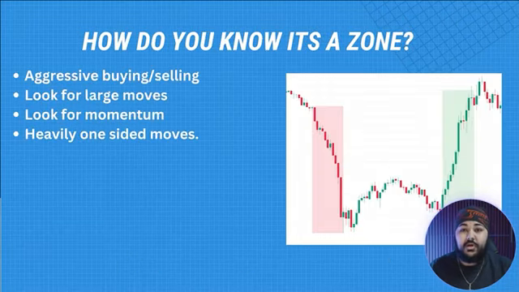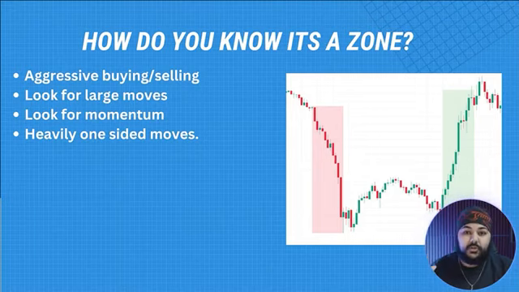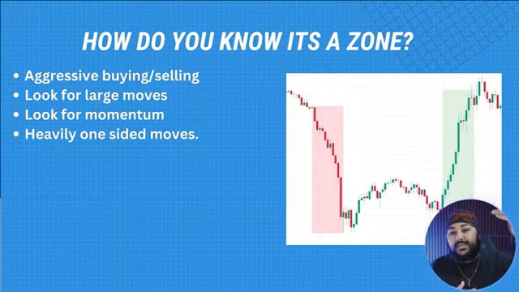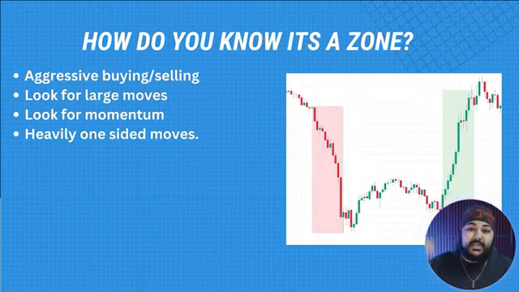So how do you know it's a zone? There's 4 things you want to look for. You want to look for aggressive buying and selling. You want to look for large moves. You want to look for momentum, and you want to look for heavily one-sided moves, meaning that you don't want to see a move go down and then bounce up, consolidate. You want to see it slice right through.